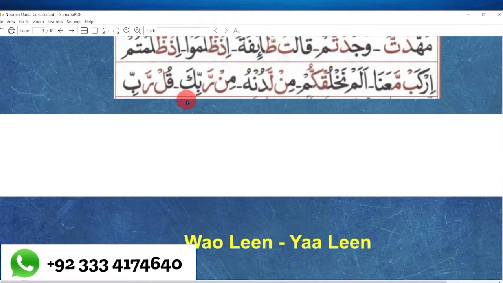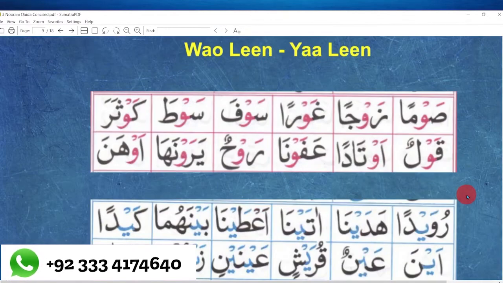Mir rabbik. If we stop in regular mode, mir rabbika. Qur rabbi in regular mode. Qur rabb in stopping mode.